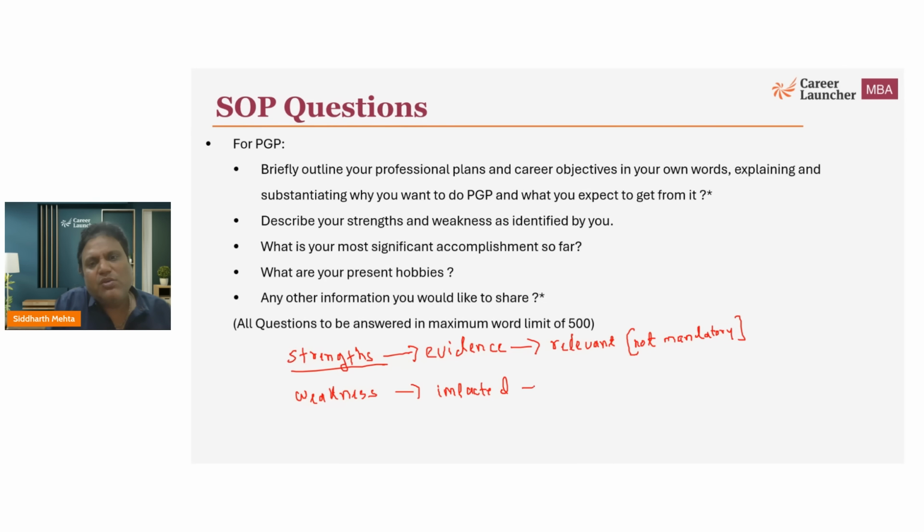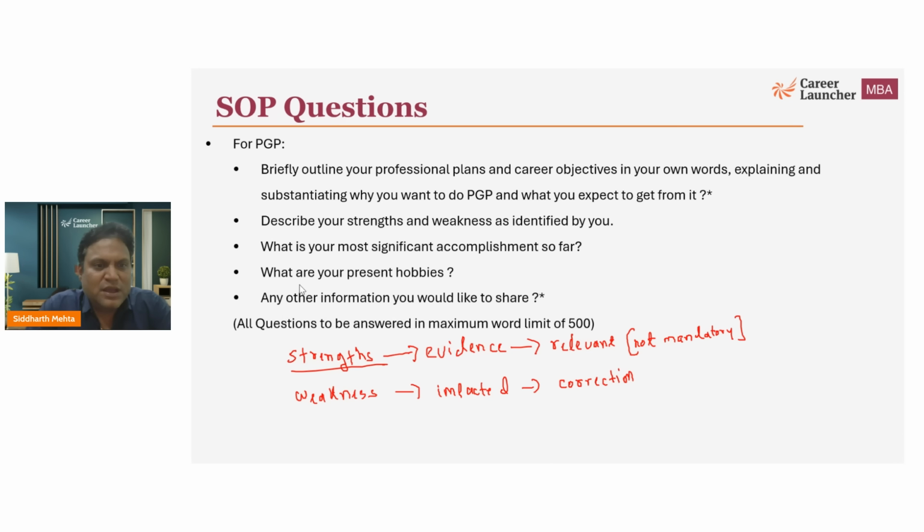So you are not good at, for example, prioritizing things. So how does it impact you? And how does it impact your work? And if you can also provide the correction that you are doing, how are you trying to work on it? How are you trying to improve it? These are the three things that you should try to include. So I hope the strength and weakness part is pretty much sorted.